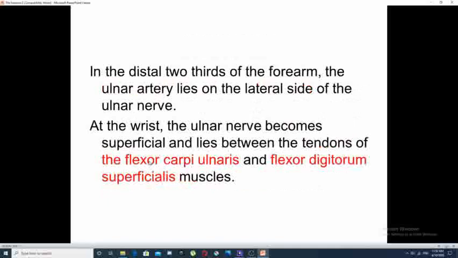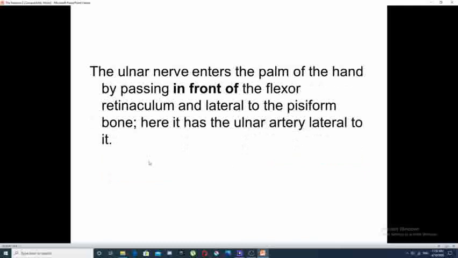In the distal two thirds of the forearm, the ulnar artery lies on the lateral side of the ulnar nerve. At the wrist, the ulnar nerve becomes superficial and lies between the tendons of flexor carpi ulnaris and flexor digitorum superficialis muscles. The ulnar nerve enters the palm of the hand by passing in front of the flexor retinaculum. This means it passes outside the carpal tunnel, in contrast to the median nerve, and it passes on the lateral side of the pisiform bone. The ulnar artery here lies lateral to it.